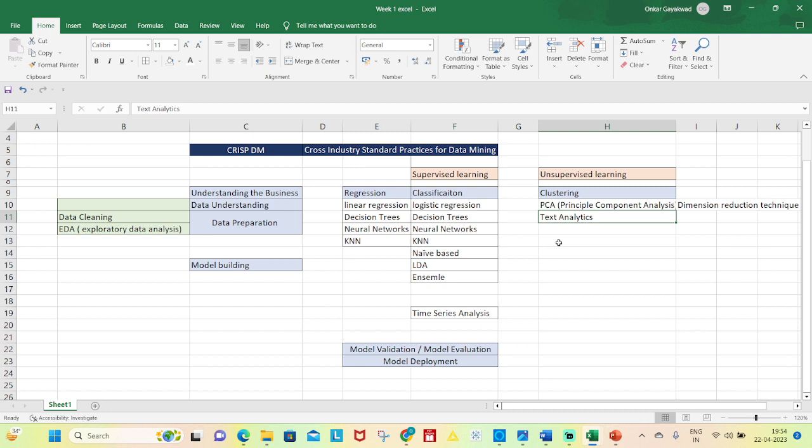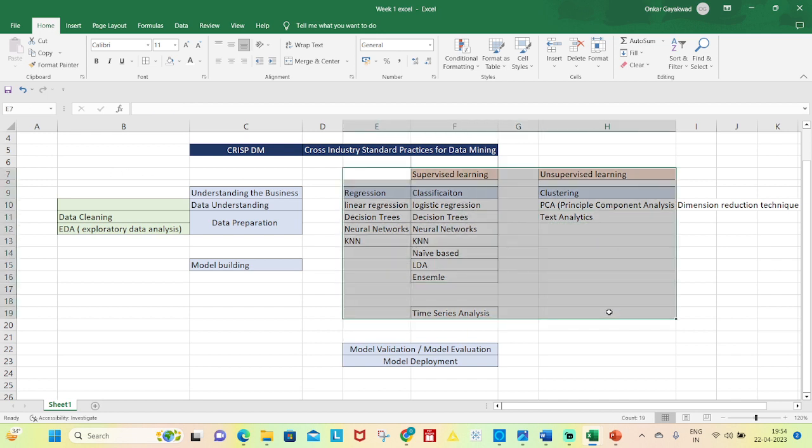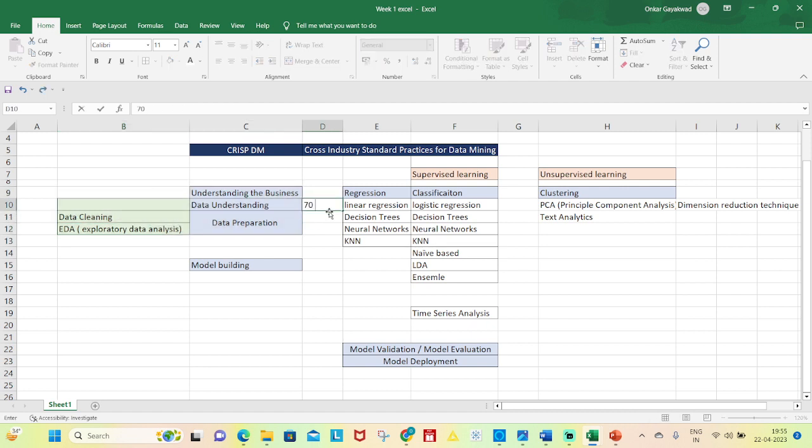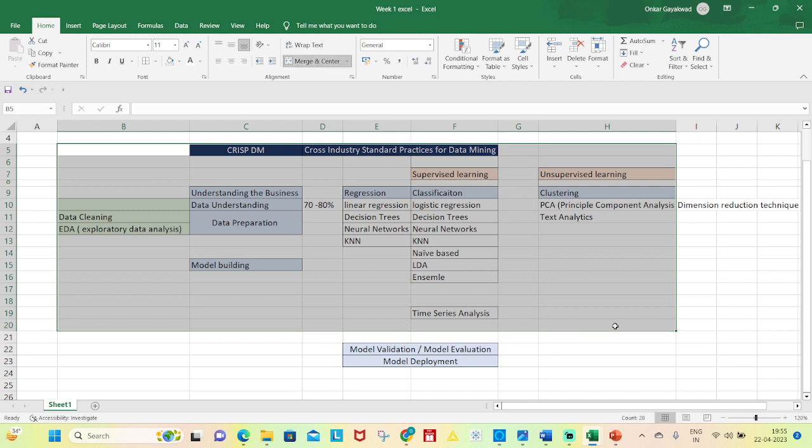Okay. Now, a thing that needs to be remembered is, although this looks very tough, the toughest part is understanding the business problem, understanding the data that you have, and data preparation, which includes data cleaning and exploratory data analysis. This is the part that should take around 70 to 80% of your time in the total model building process.